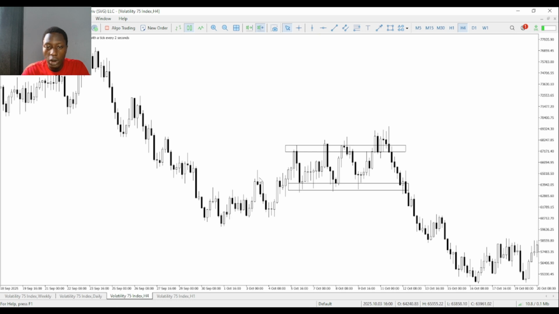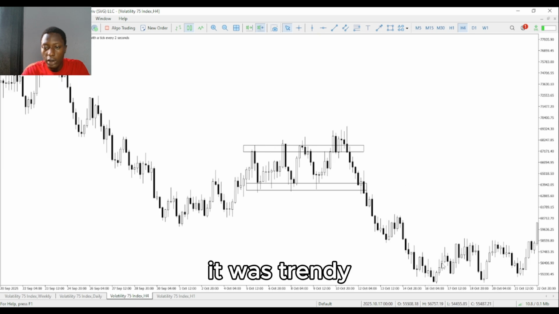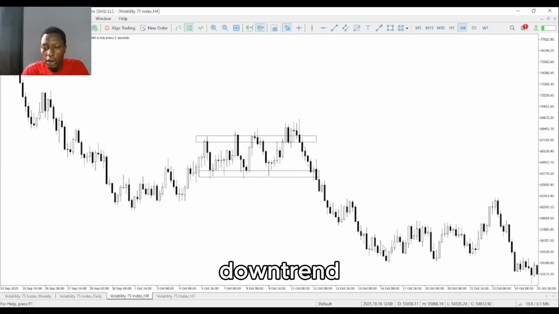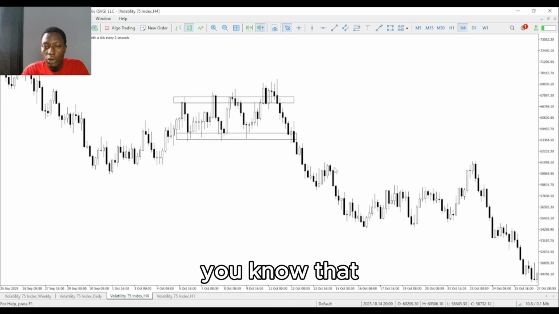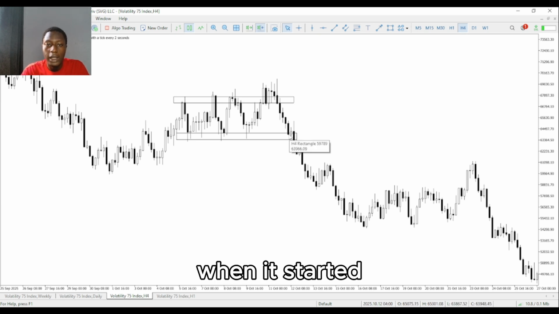you can see that the trend here was kind of bullish. It was an uptrend here, but suddenly it starts ranging. Then all of a sudden again, it breaks out of the ranging, and it begins to trend bearish, on a downtrend. You can see it was creating a lower low and a lower high, just like that. That is how you know that the market is currently trending. It's on a downtrend when it starts creating lower lows and lower highs.